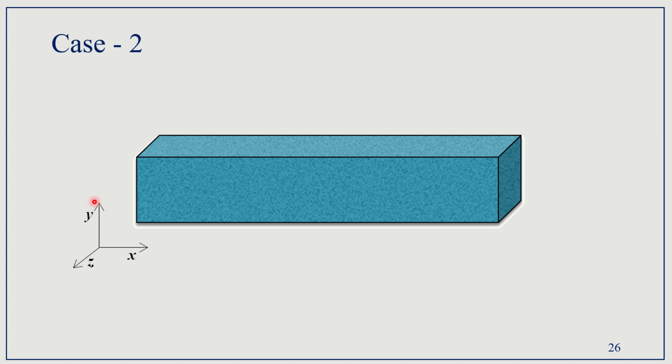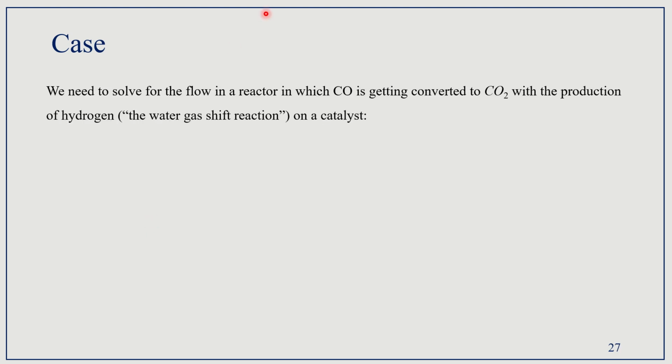Okay, now we are moving on to case 2. Case 2 is this particular domain, with x, y and z. Yeah, this is a rectangular thing. We'll see what is given. We need to solve for the fluid flow in a reactor in which carbon monoxide is getting converted into carbon dioxide with the production of hydrogen, a water gas shift reaction on a catalyst. Carbon monoxide plus water gives carbon dioxide plus hydrogen over a catalyst.